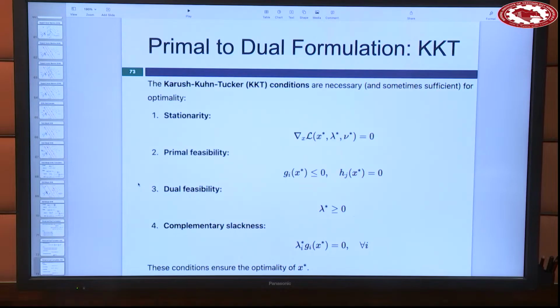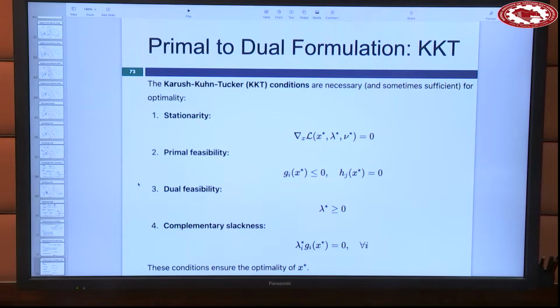Another one is called dual feasibility. Dual feasibility says that at the optimal point, this Lagrangian multiplier that you have, lambda, must be greater than or equal to 0. Complementary slackness says that lambda times g_i(x_i) equals 0.